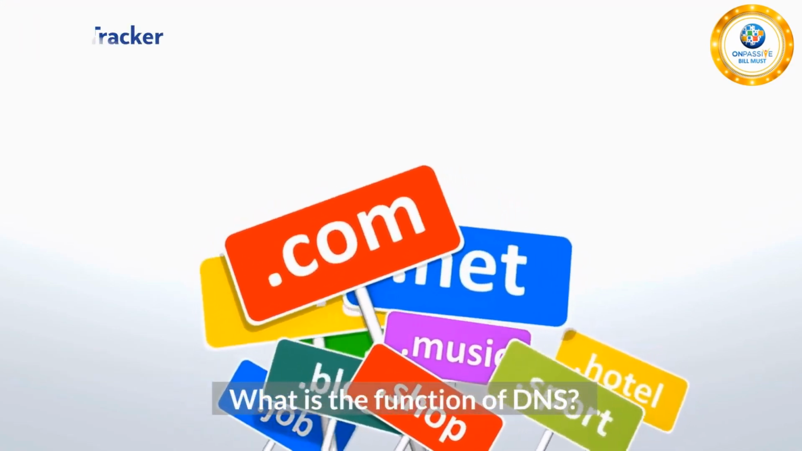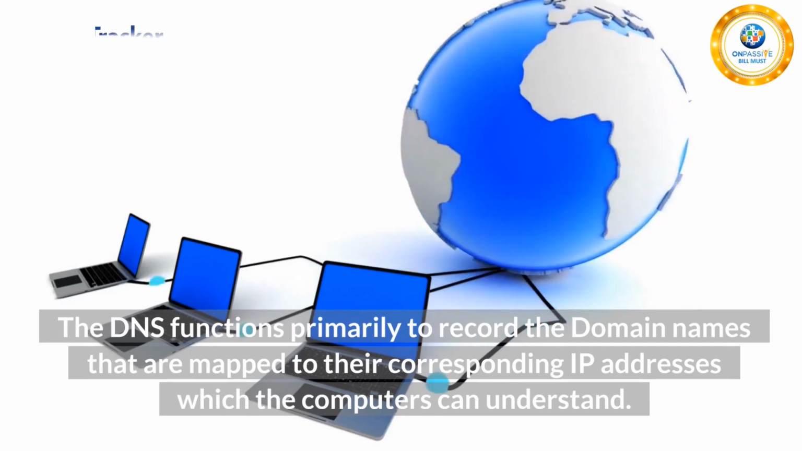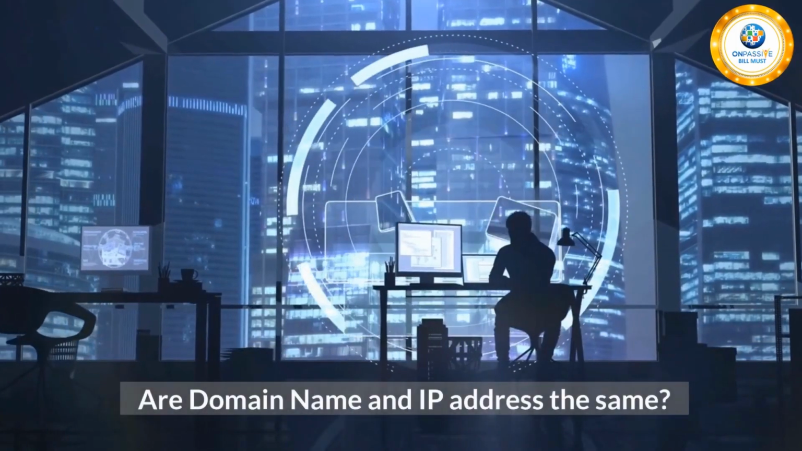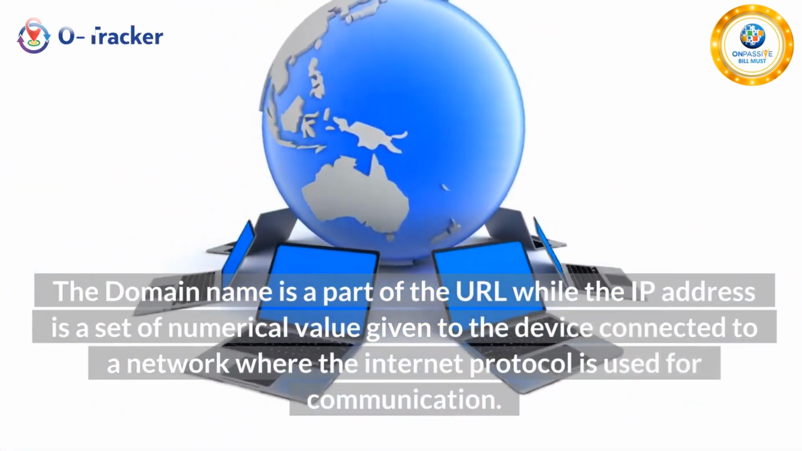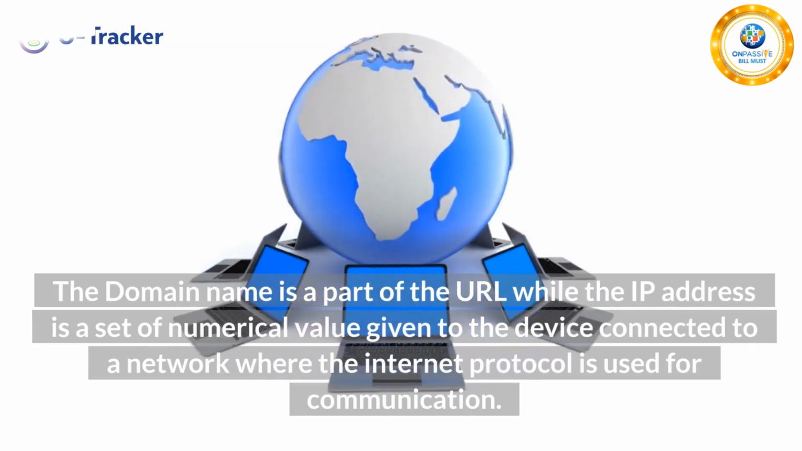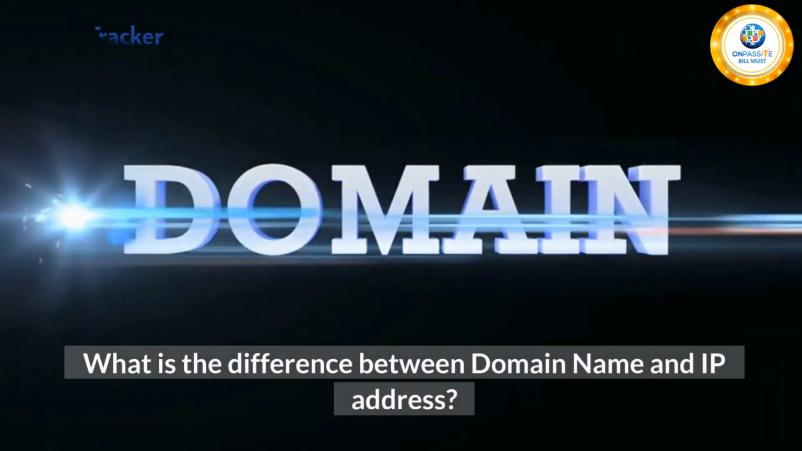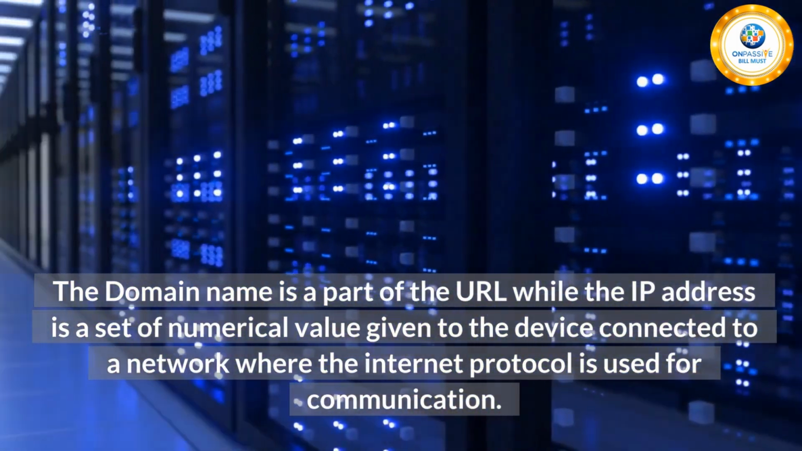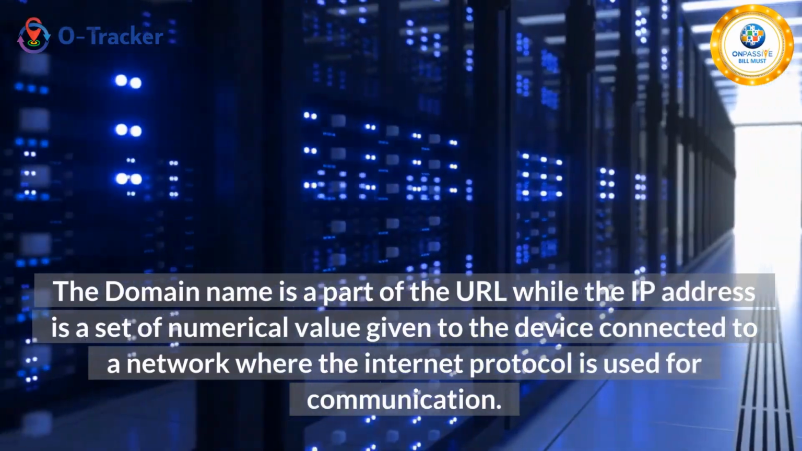What is the function of DNS? The DNS functions primarily to record the domain names that are mapped to their corresponding IP addresses which the computers can understand. Are domain name and IP address the same? The domain name is a part of the URL while the IP address is a set of numerical values given to the device connected to a network where the Internet Protocol is used for communication.